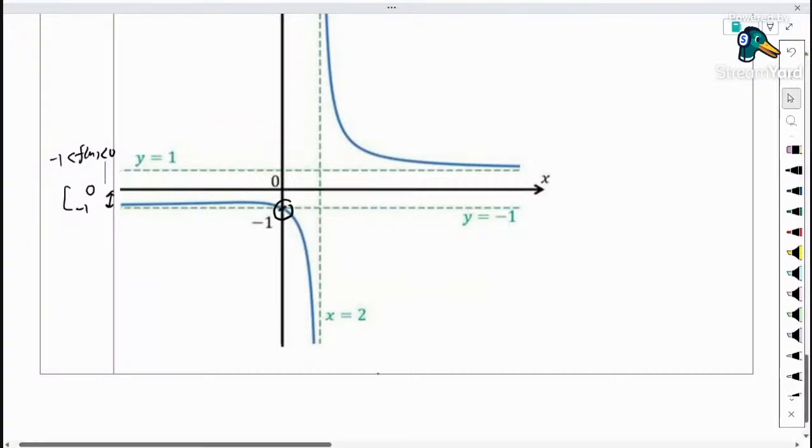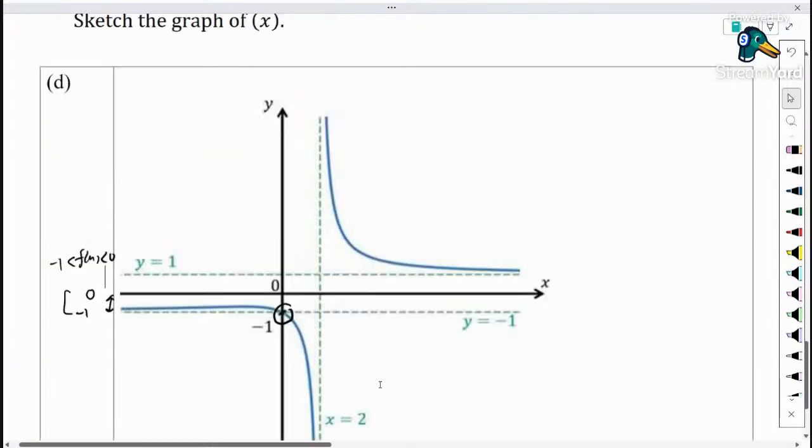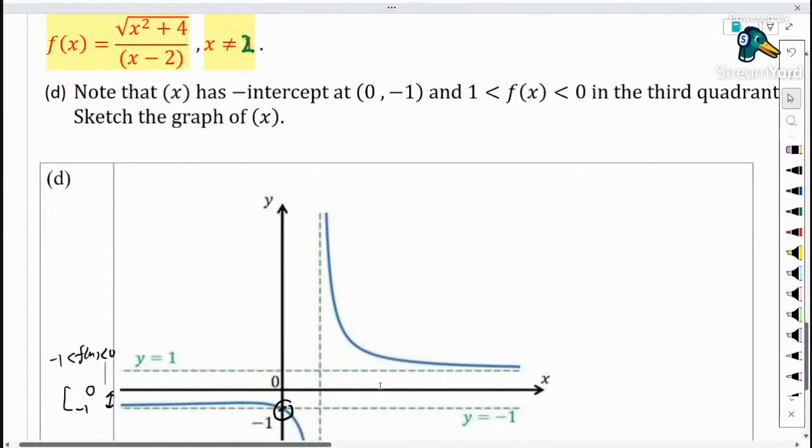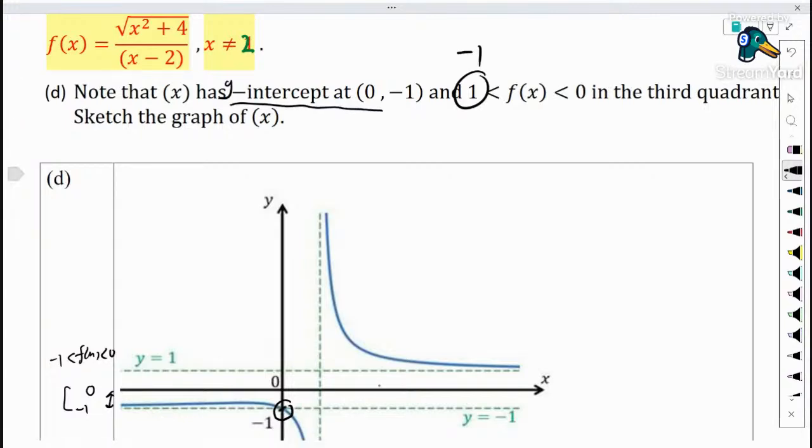Okay, so that is how we get the answer. Again, there's a correction on the question. The correction is that there should be one y-intercept, and here it should be negative 1, for question D. Okay, go on.